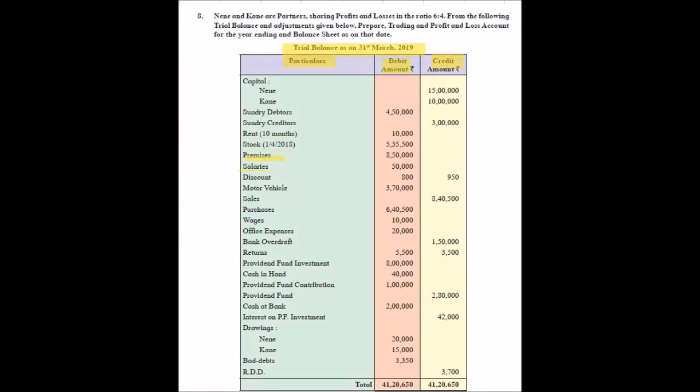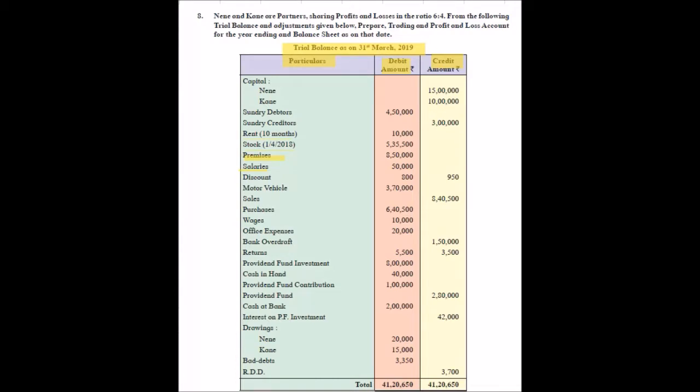So this is the trial balance. In this particular trial balance, the debit amount and credit amount are given. Using this trial balance, we need to calculate the trading account, P&L account, and balance sheet. Naina and Kane are both partners. The opening stock is this much. Naina's is 15 lakhs and Kane's is 10 lakhs.